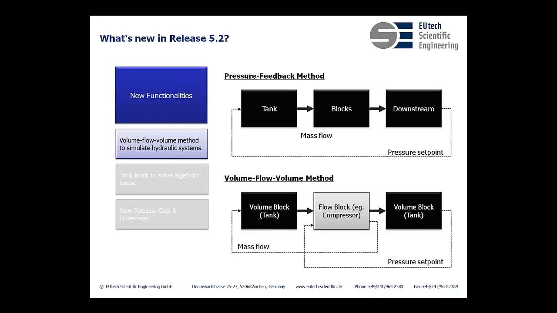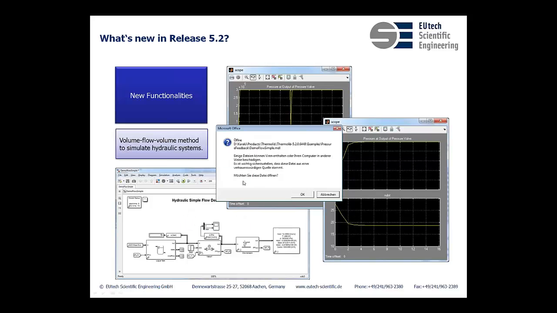So now we have, in addition to it, the volume flow volume method. In this method, what we have is basically, as the title indicates, two volume blocks with a flow block sandwiched in between. The flow block has the task of calculating the mass flow for the steady state. And it does that by receiving the pressure set point from the downstream volume block and communicating the calculated mass flow to the upstream volume block. This happens instantly. There is no transition time. This eliminates this numerical transition. I will show you this directly in Simulink, how this is done. I'm going to open this hydraulic simple flow model.